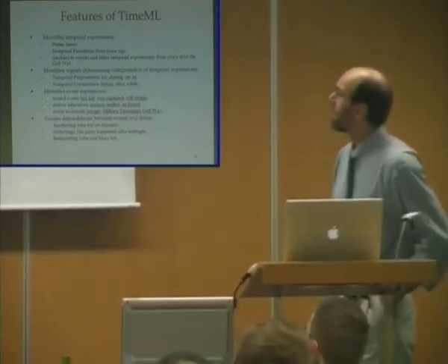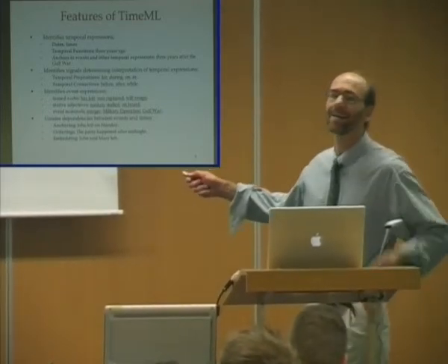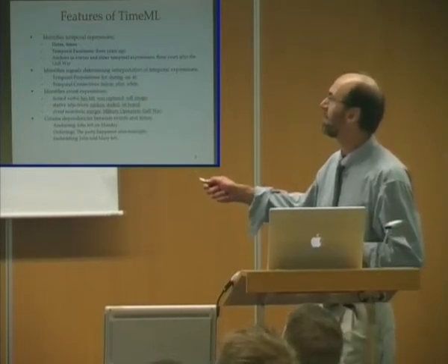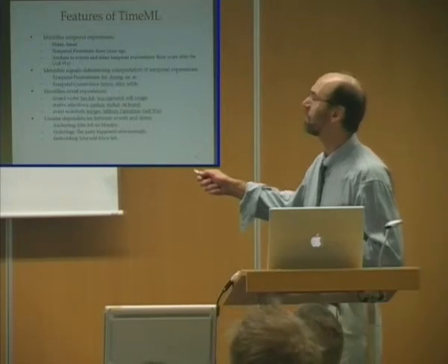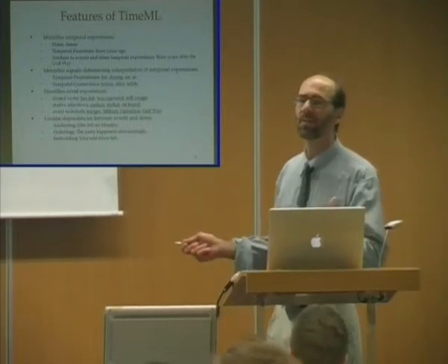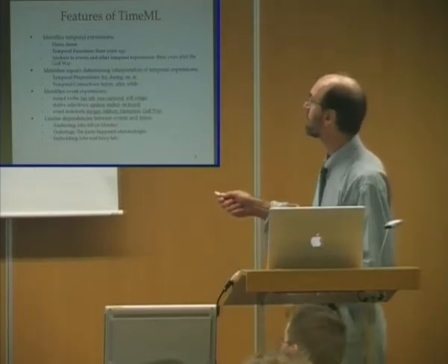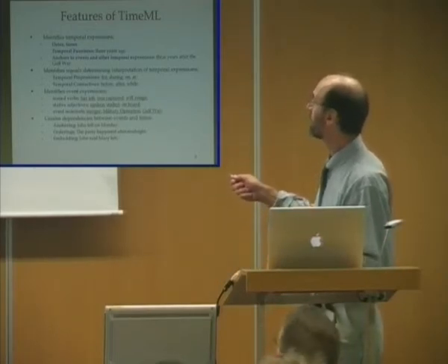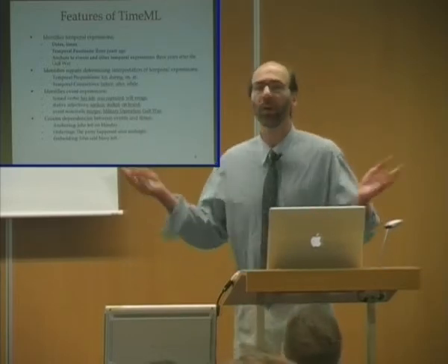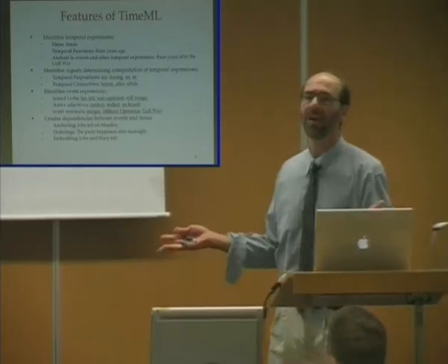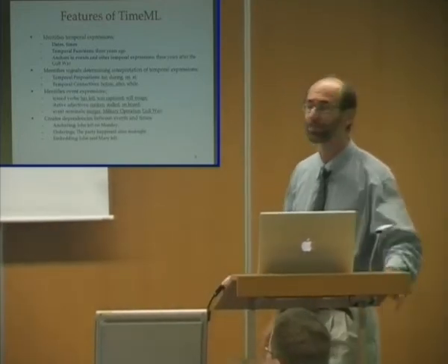TimeML encodes any kind of temporal expression in a text. Dates, times, things that would be called temporal functions, which are relative expressions that don't have any fixed temporal interpretation. Anchors to other events, such as 3 years after the Gulf War. Well, I don't know when the Gulf War is, but if you can determine when the Gulf War is, then it was 3 years after that. So these kind of relative expressions.